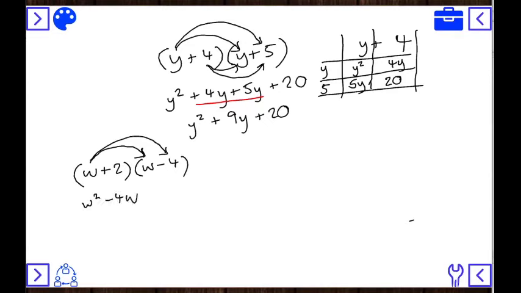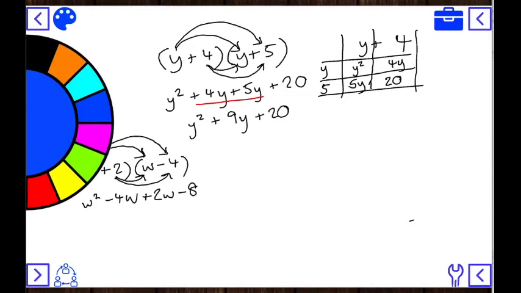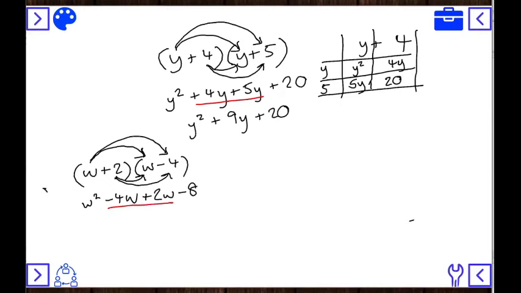Now multiplying everything in the second bracket by positive 2, 2 times w and 2 times negative 4 will give me plus 2w and then minus 8. Noticing how the middle two terms again can be simplified, I get the final answer, w squared minus 2w minus 8. And that's it. Moving on to question 3.